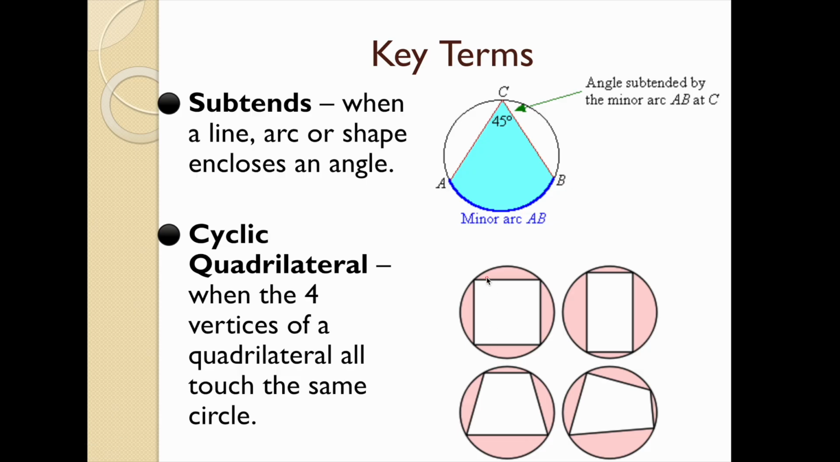So if, for instance, this one here went from here to here, then went to here, and then go back here, and this is where the other point is, this is not a cyclic quadrilateral because all 4 points do not touch the circle.